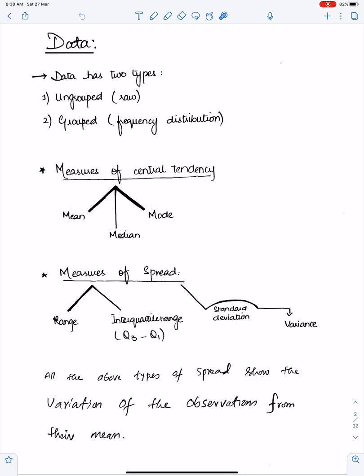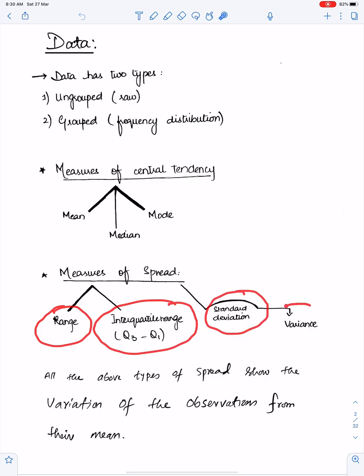Measures of spread. The following are four types of measures of spread in our syllabus. Number one, the range. Number two, the interquartile range. Number three, the standard deviation. And number four, the variance. All these types of spread show the variation of the observations from their mean. Their small values mean less variation, and their large values mean more variation.